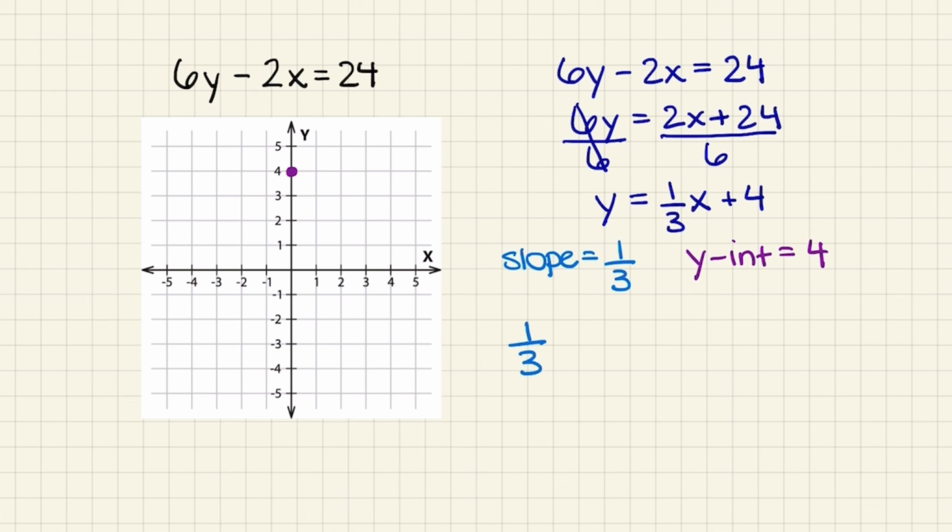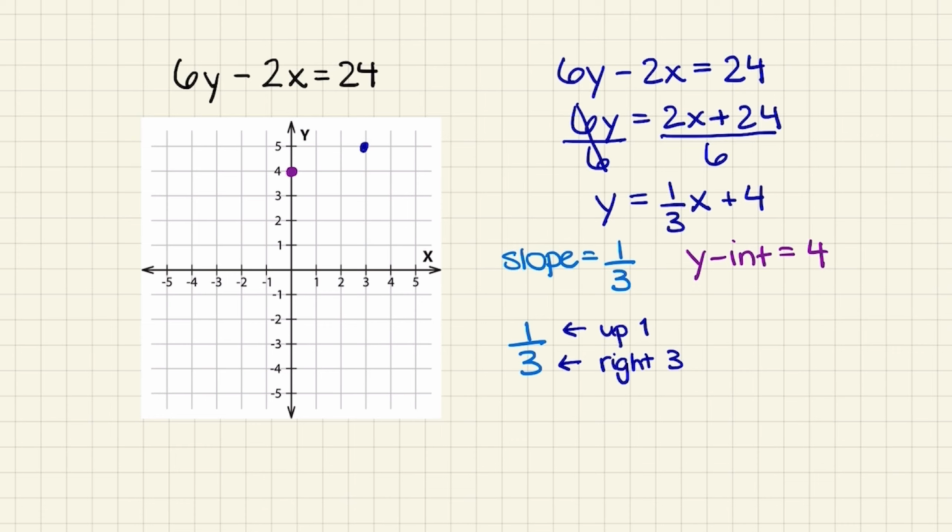1/3 tells us we're going to go up 1 unit, and 3 is positive, so to the right 3 units. So starting here, we go up 1, to the right 1, 2, 3. And we get a point right there.